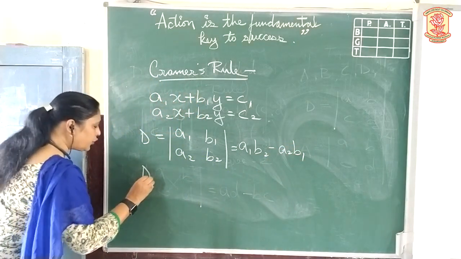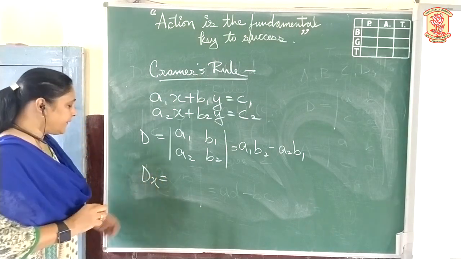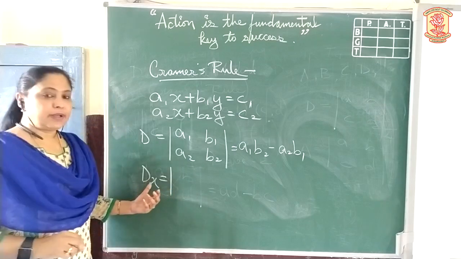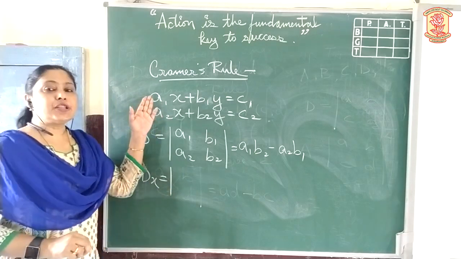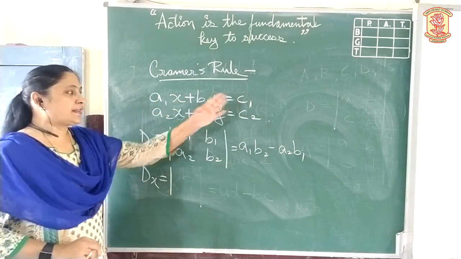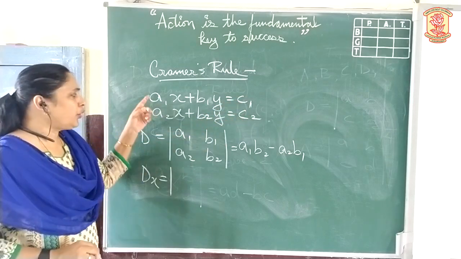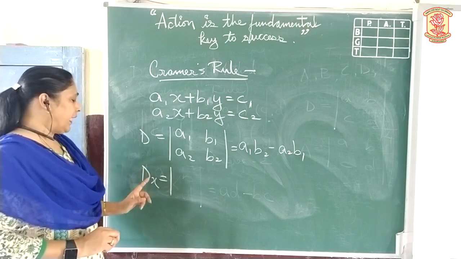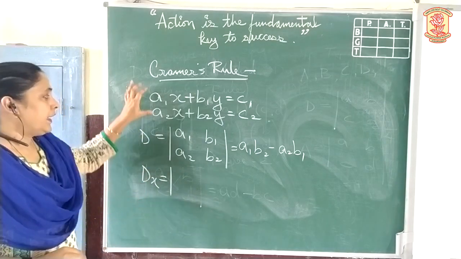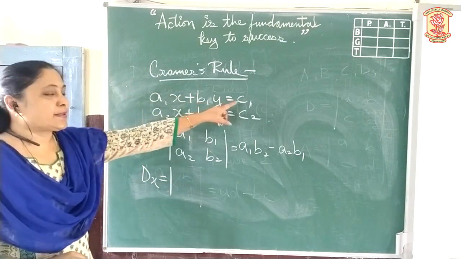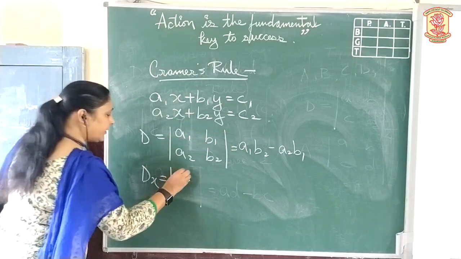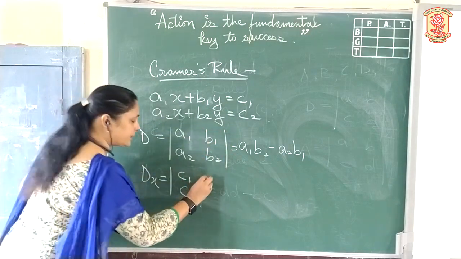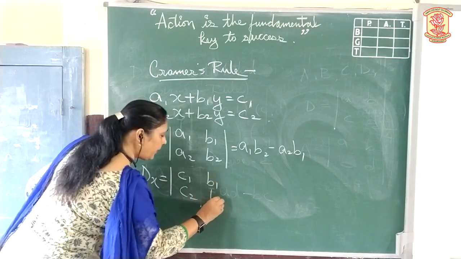Similarly, Dx, we have to read it as the determinant for x. When we are writing the determinant for x, in place of the coefficients of x, we write c1, c2. We are not to write a1, a2 in place of x. Remember this. So here we get c1, c2, and the coefficients of y as they are, that is b1, b2.